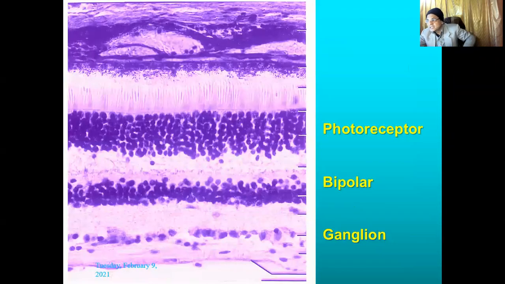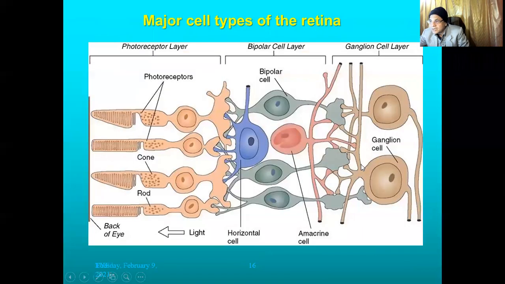These are the photoreceptors, bipolar and ganglion. These are the rod and cone shapes. This is again a diagram taken from a high resolving microscope, and on the basis of that, again we have the photoreceptors. These are the cones, these are the rods. So rods and cones are the structure. These are the connectivity. Bipolar layers are connected in this way.